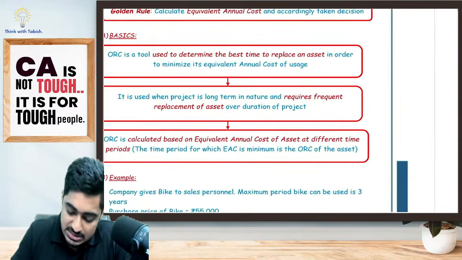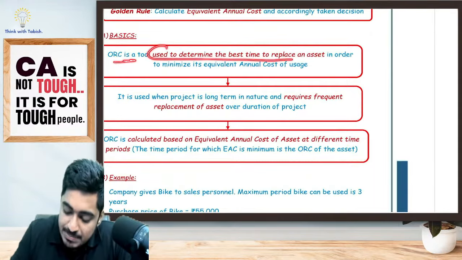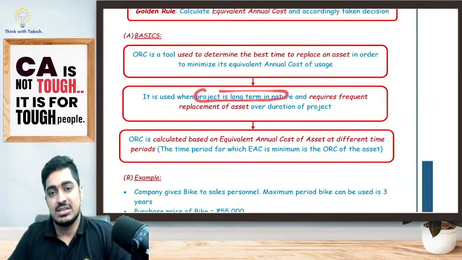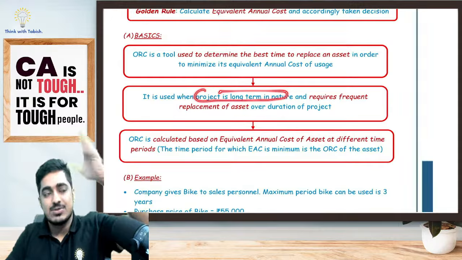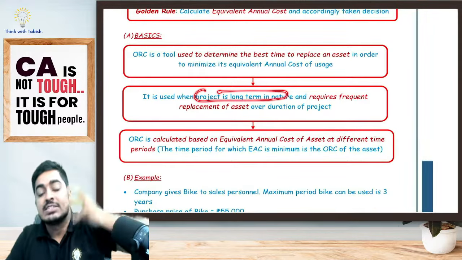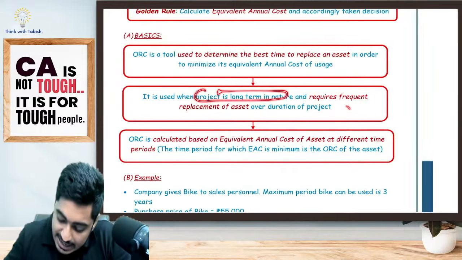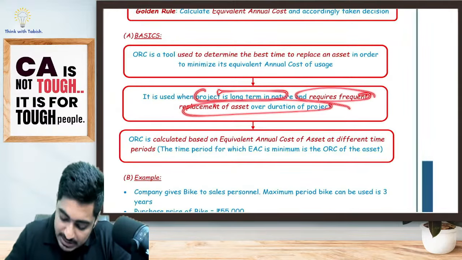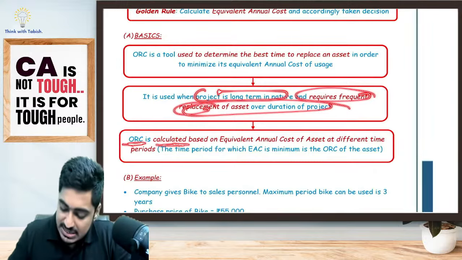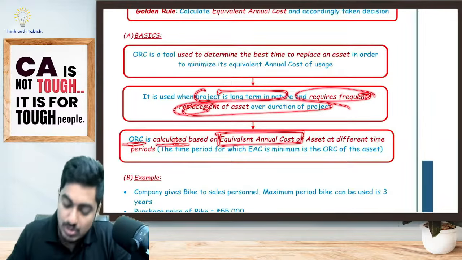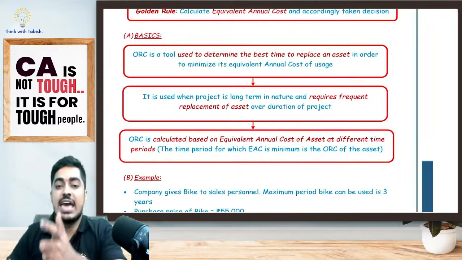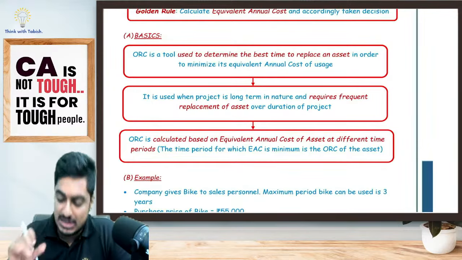Understand? It is a tool used to determine the best time to replace the asset. It is used when the project is long term in nature. Yes, vehicle renting, Ola business. I will carry it for the next 50 years. But for the full 50 years, I cannot use this car. Ideally, it requires frequent replacement. On what basis will I calculate optimum replacement cycle? It is based on equivalent annual cost. For every option, I will see how much the annual cost is, and based on that I will decide.